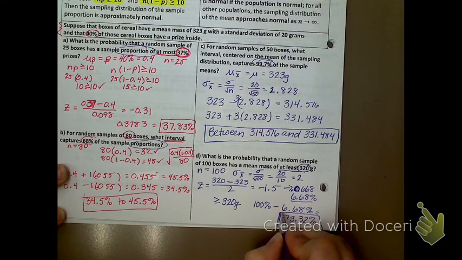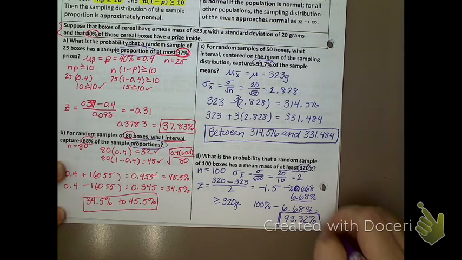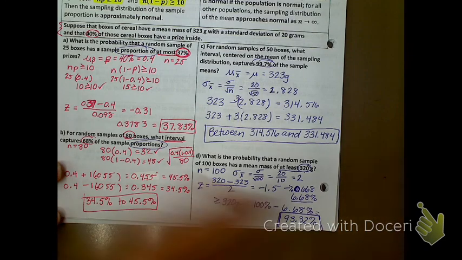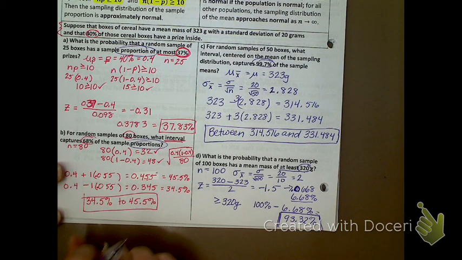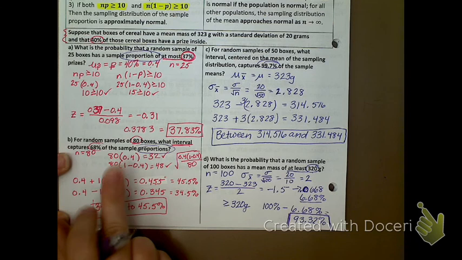So at least means they're wanting to know greater than. At most means they want to know less than. So if they say at least, we have to do the 100% minus. If they say at most, we just take the number straight off the table and turn it into a percent. Because you can't get the probability of an exact point, they can ask for between: calculate both z-scores, and subtract the table numbers. We know how to do that. That's kind of what we did over here.